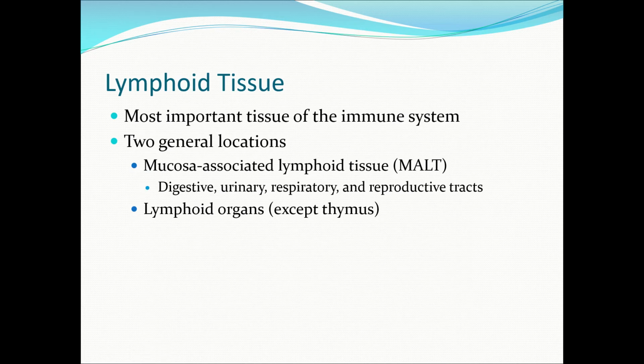Lymphoid tissue is the most important tissue of the immune system. It has two general locations, the mucosa-associated lymphoid tissue, or MALT, and the lymphoid organs, except for the thymus. For the MALT, it is found in the digestive, urinary, respiratory, and reproductive tracts.